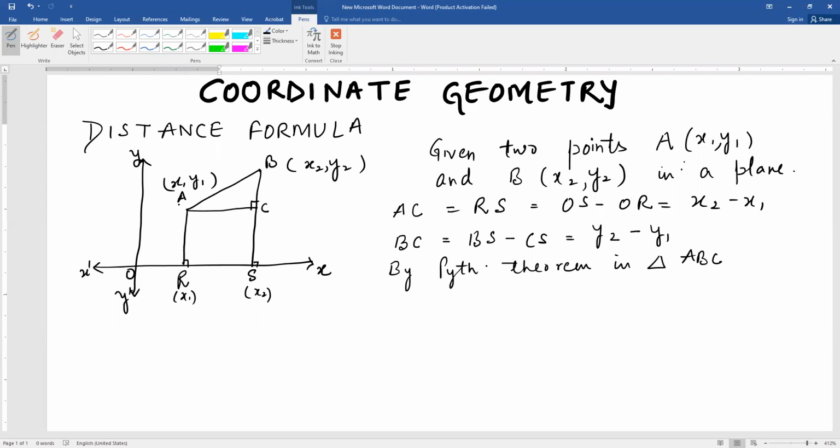Distance formula means distance between any 2 points, say A and B. We are given 2 points A whose coordinates are x1, y1. You know the x coordinate is written first and then we write the y coordinate to define the position of any point. Now these 2 points A and B are given in this plane.